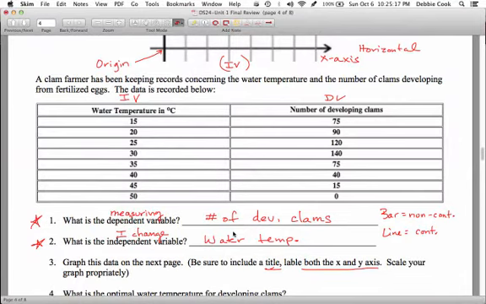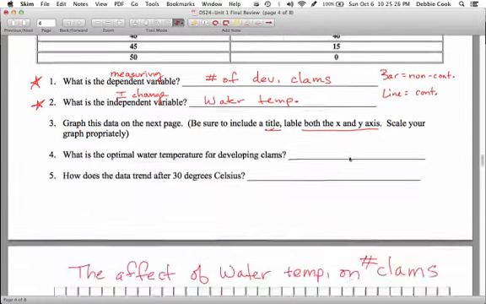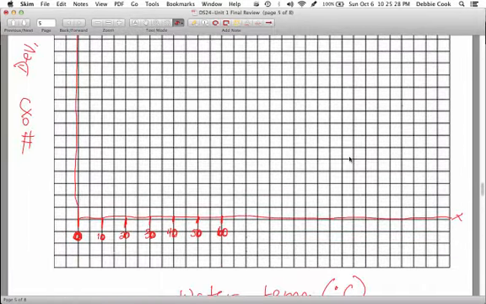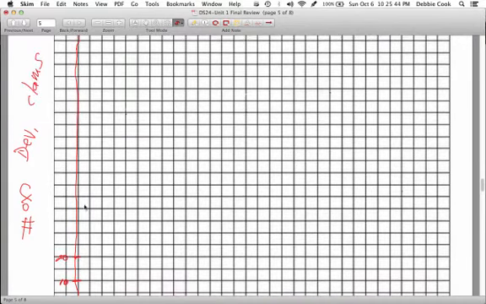And then going back up, looking at how I need to scale my number of developing clams, my smallest number is going to be 0, and my highest number is going to be 140. So again, I'm going to start out with 0 here on my origin, and I need to figure out how I'm going to scale. And again, I think that I'm just going to scale by tens. So 10, 20, and then I'm just going to keep going.